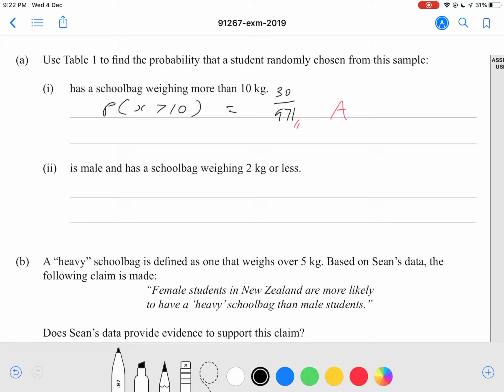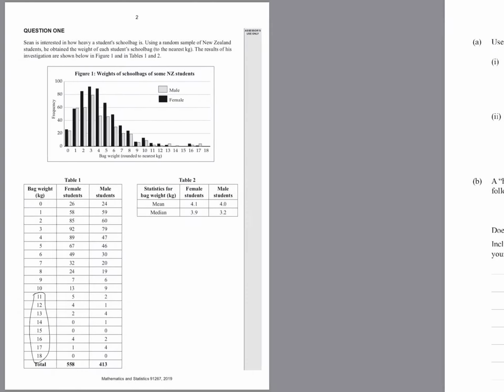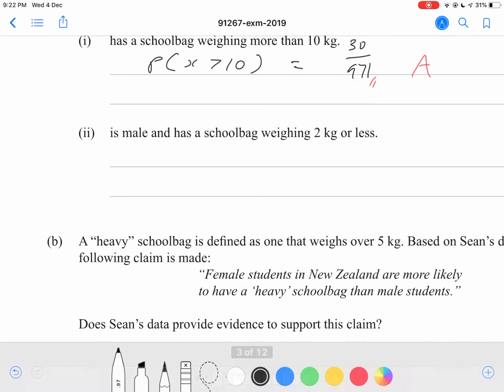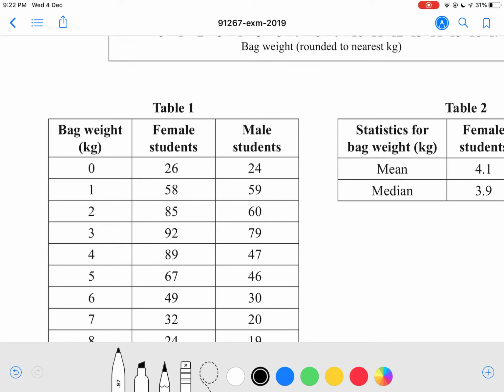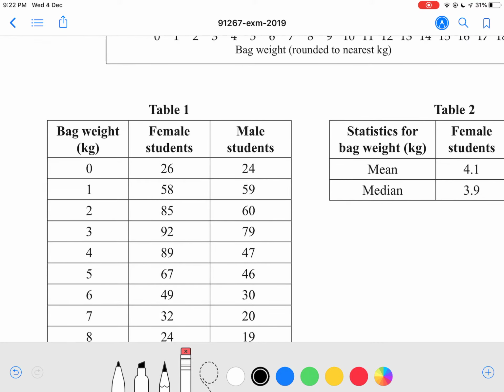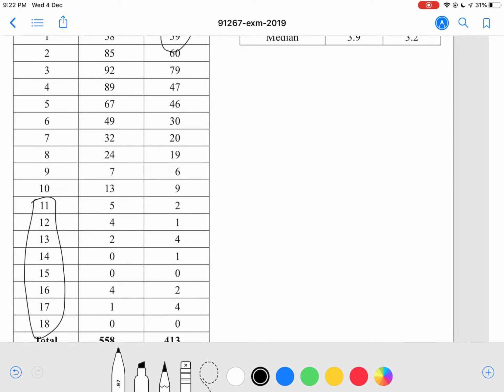Question B. The probability that a male is chosen with a school bag that is 2 kilograms or less. So our requirement here is the probability of a male chosen which has a school bag of 2 kilograms or less. So probability of a male with x less than 2. Alright, so we'll be looking at 2 and below, so we'll be looking at 58 and 26. So 58 plus 26. Oh no, sorry, that's the female students part. Sorry, my bad. So I'll actually be looking at 59 and 24. 59 plus 24 is 83. So 83 over the total number of males, which is 413.